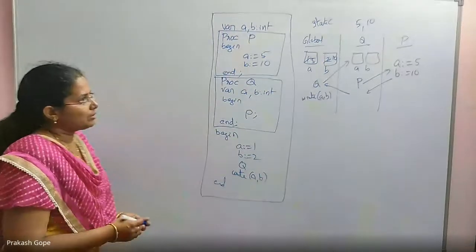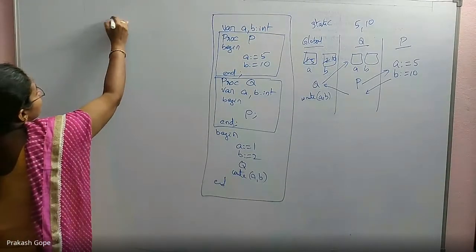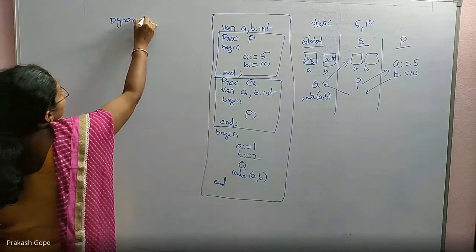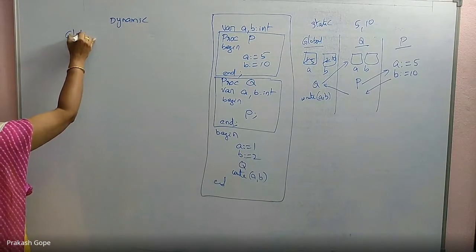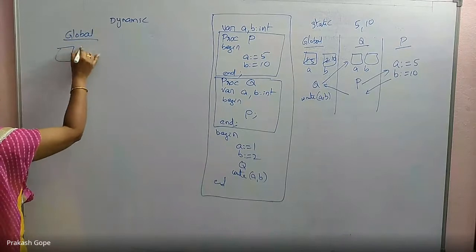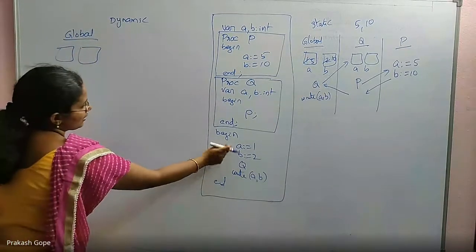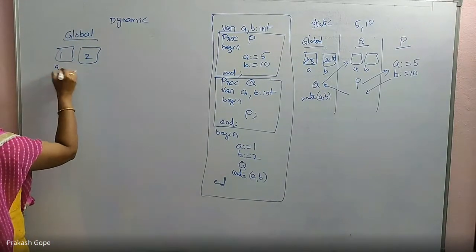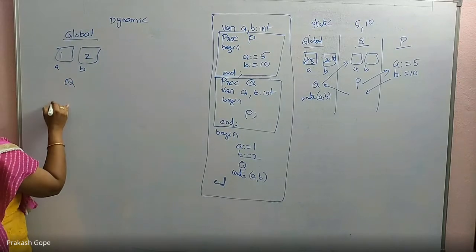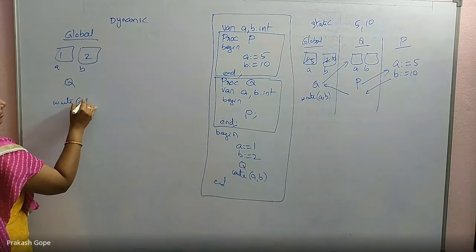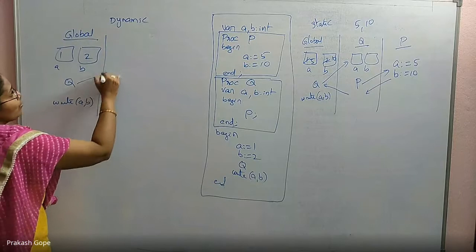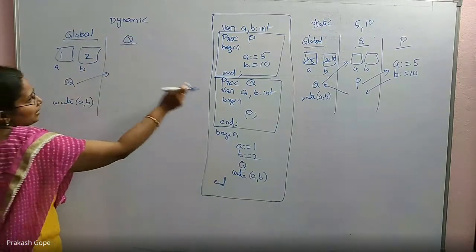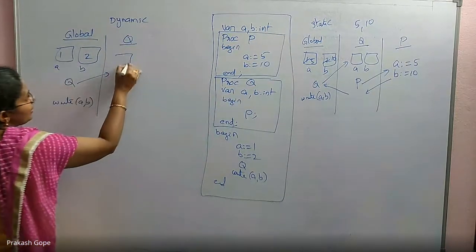Okay, then same question, dynamic scope. This is the global environment in which there are two variables A and B assigned with 1 and 2. Call for Q, write A and B. So go to Q's environment. There are two local variables A and B declared.